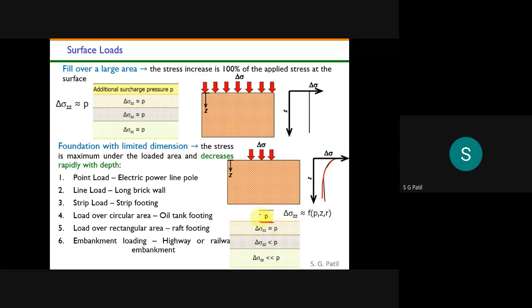Now, whatever load we apply over this limited area will be applied in different shapes. Those may be a point load, a line load, a strip load, a circular area, or a rectangular area. Depending on the type, the stress increase also will change. How to calculate those, we will see.